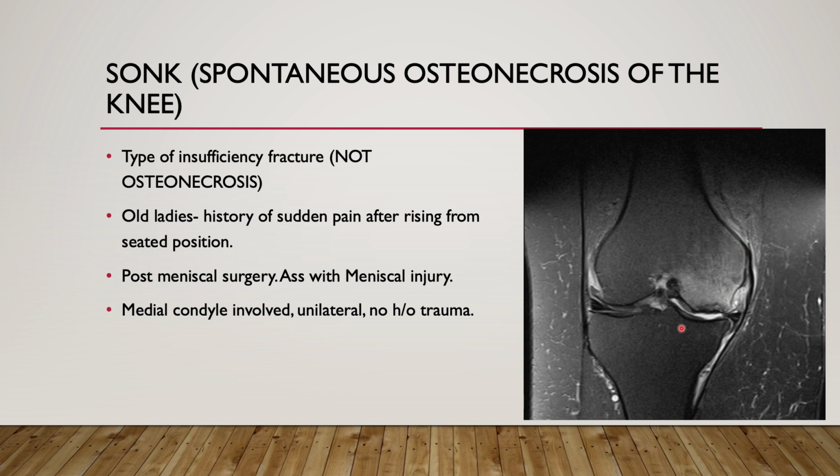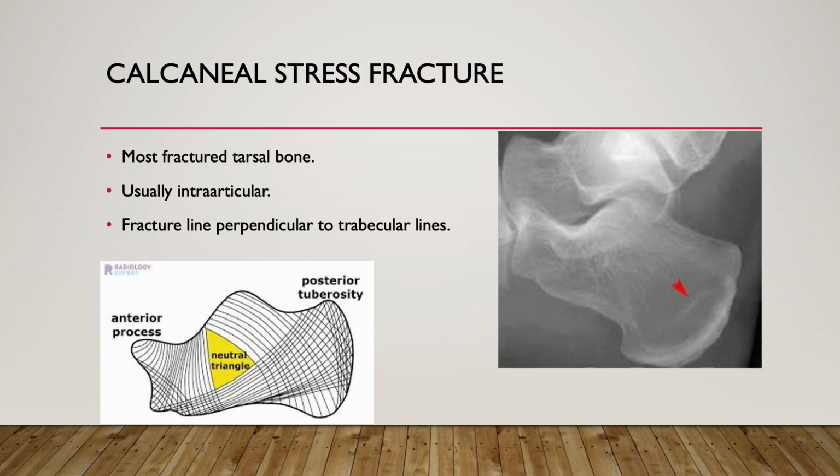For example, in this case, you can see there is a medial meniscal injury and there is increased signal intensity on this MR around the medial condyle of the femur, right? Indicating a stress fracture.